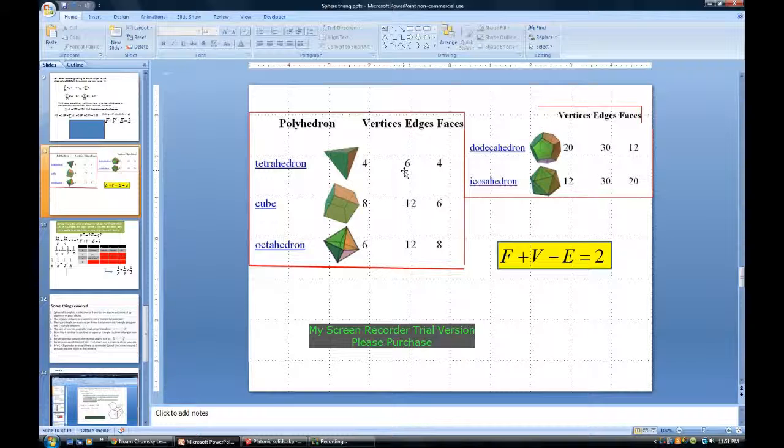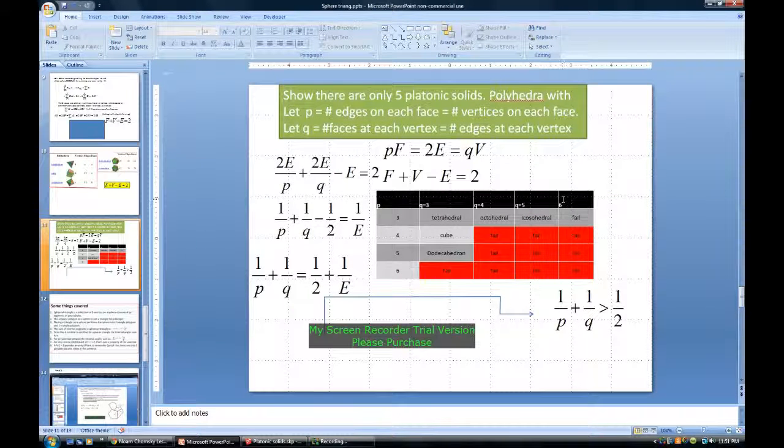So 8 minus 6 is 2. 14 minus 12 is 2. 14 minus 12 again is 2 for the octahedral and the cube. And the dodecahedron, you have 32 minus 30 is 2. And the same for the icosahedral. And I kind of want to show the proof using this logic.